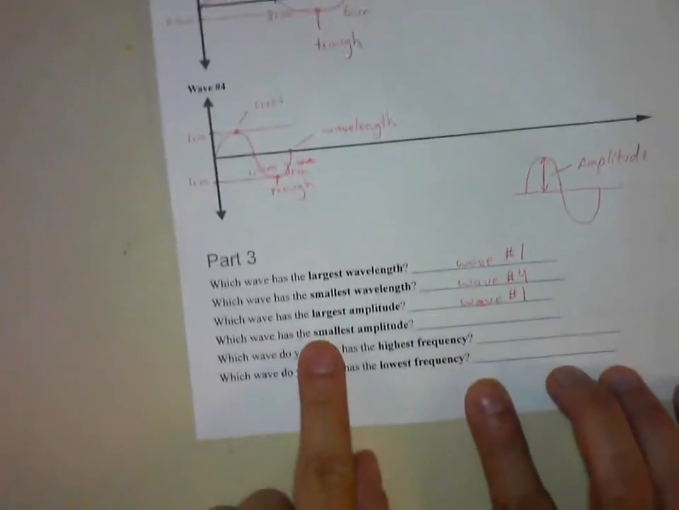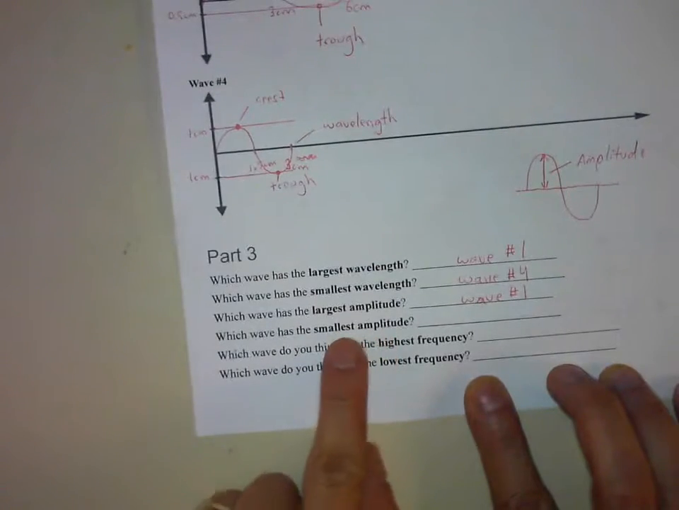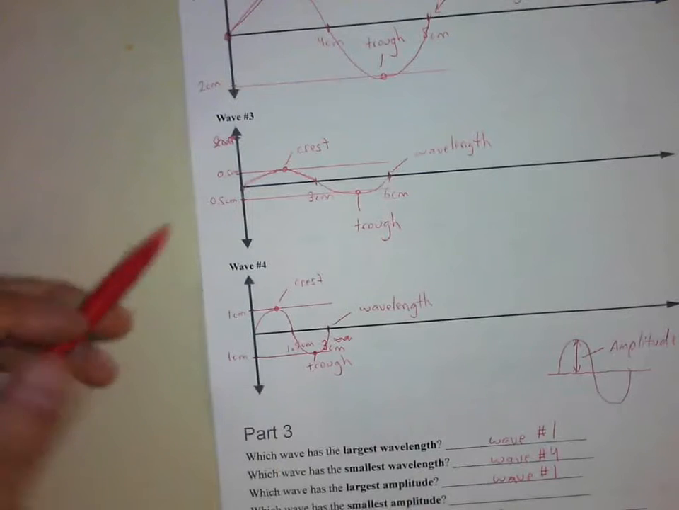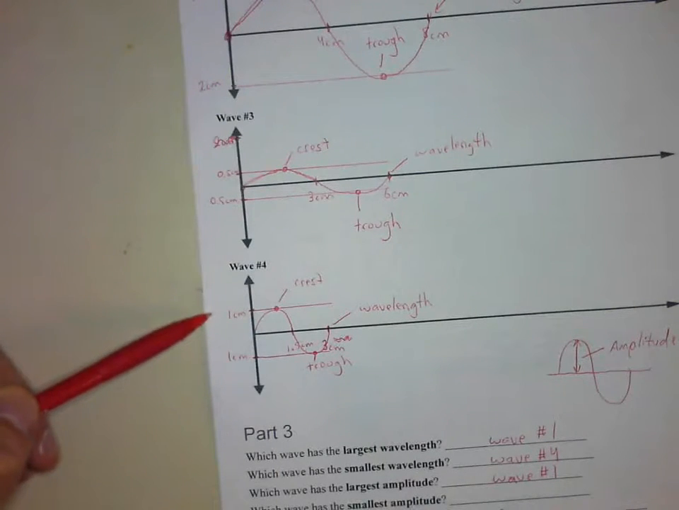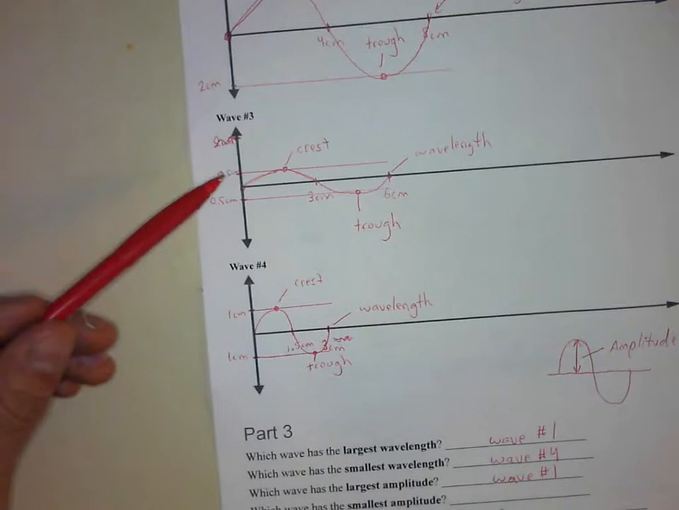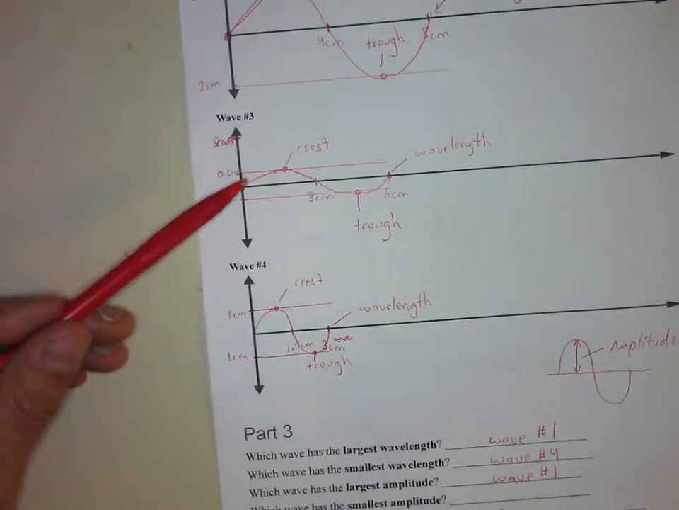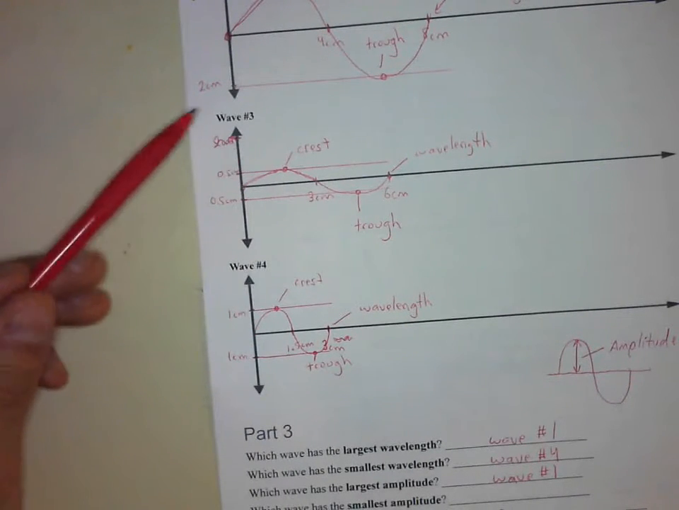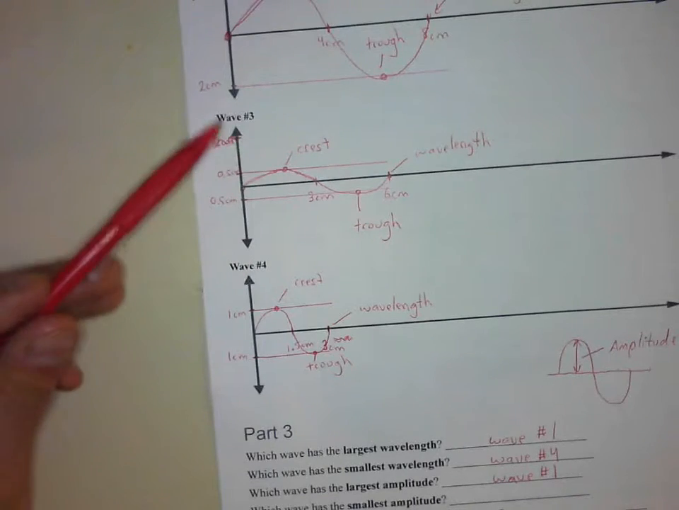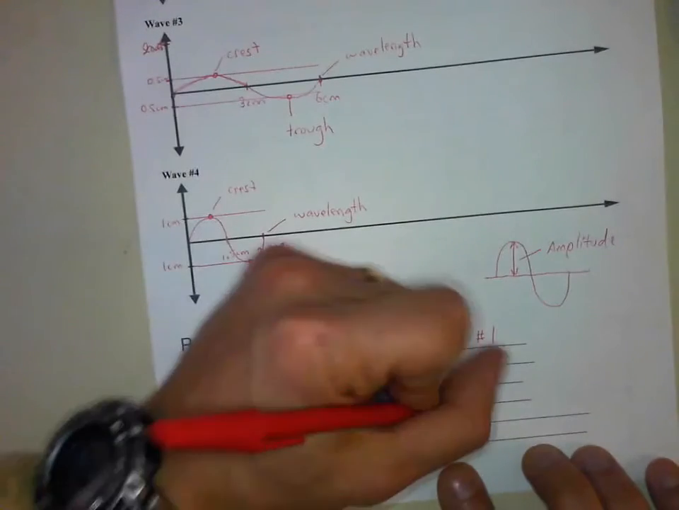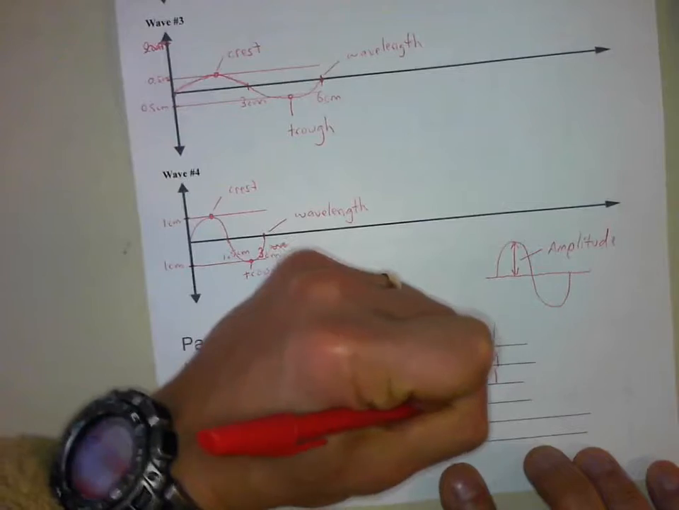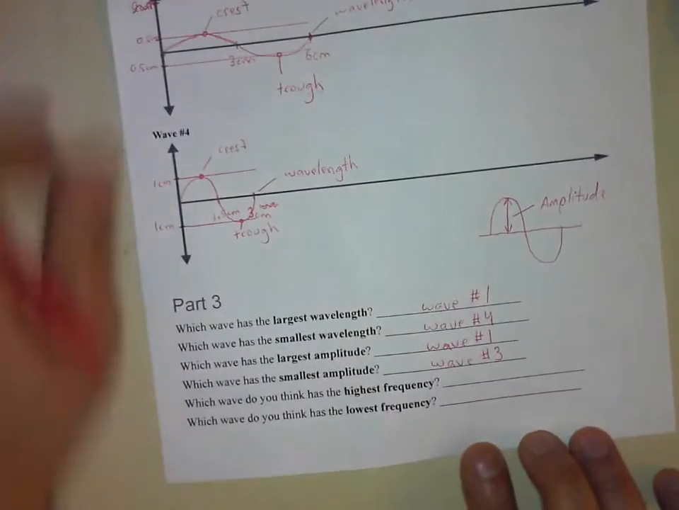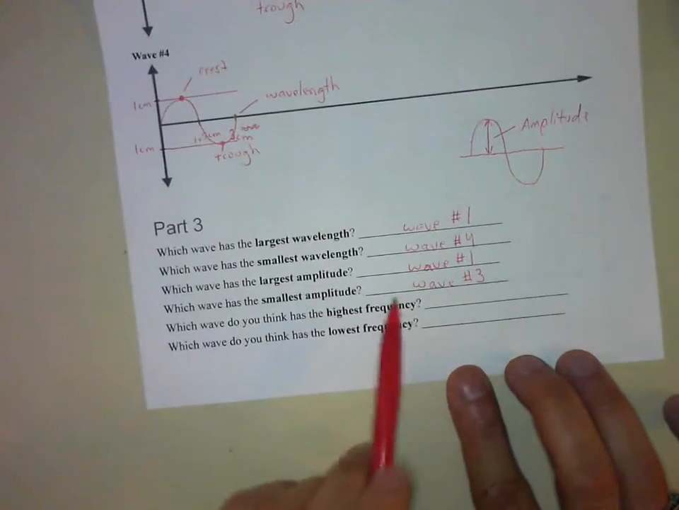Which amplitude is the smallest? So the smallest wave, okay? And it's one of these two. So here's 1 centimeter, 0.5 centimeter amplitude. So wave 3 is smaller than wave 4. So wave 3 has the smaller amplitude. Wave 3.